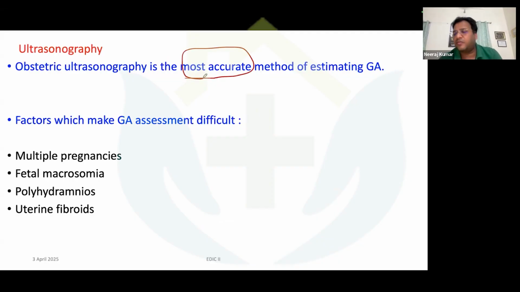The second one was the most crude, but ultrasonography is the most accurate method of estimating gestational age. So what are the factors which make gestational age assessment very difficult? If the mother is having a multiple pregnancy, if the baby is very big like fetal macrosomia, or if more amniotic fluid has collected like polyhydramnios, or if the patient has features of uterine fibroids. These questions may be asked in your examination: what are the factors which make GA assessment difficult, especially on ultrasonography. So these are the few findings where you may have difficulty.